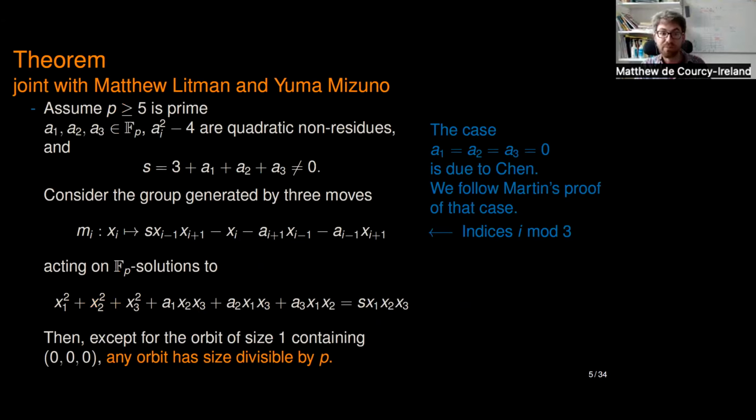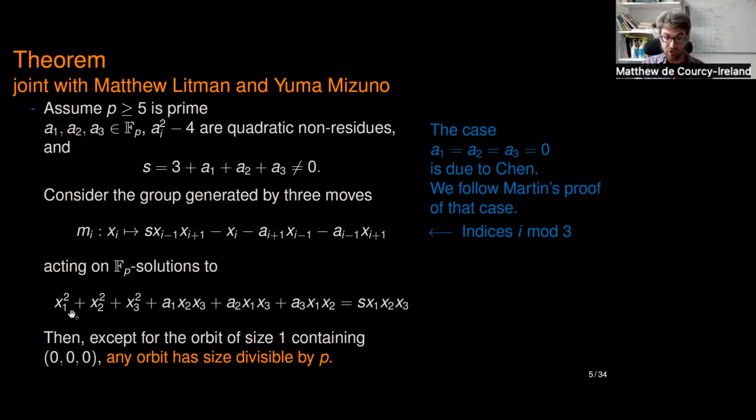I assume not. In case we run out of time, let me state a theorem. Again, this is joint with Matt Litman and Yuma Mizuno, both from University College Dublin. We assume p is a prime, and we exclude 2 and 3. The parameters a1, a2, a3, mod p, should be such that ai squared minus 4 are quadratic non-residues, and S, 3 plus the sum, is not 0 mod p. I'll say more about that assumption later.